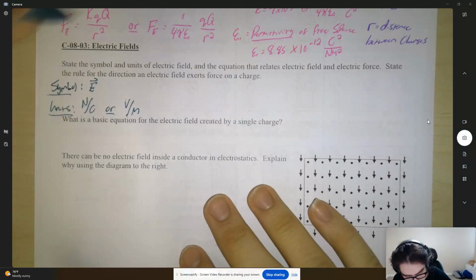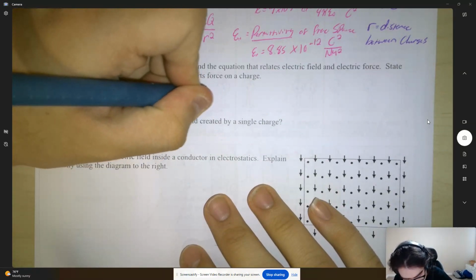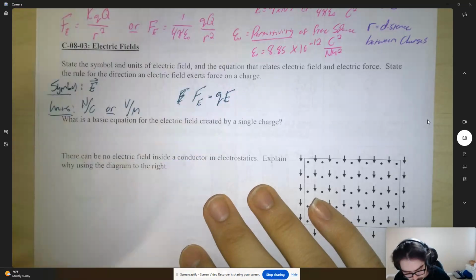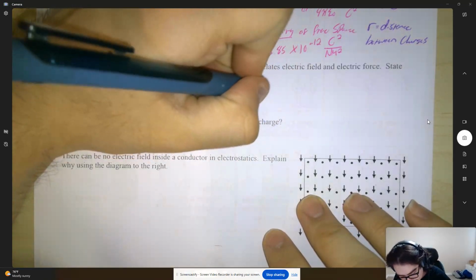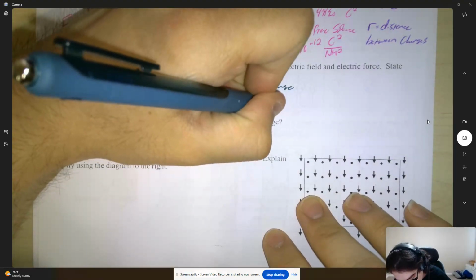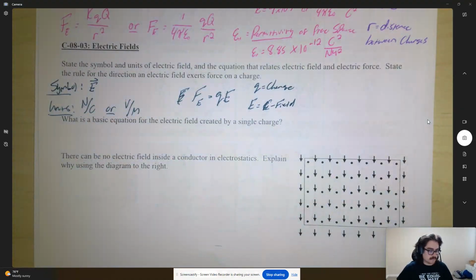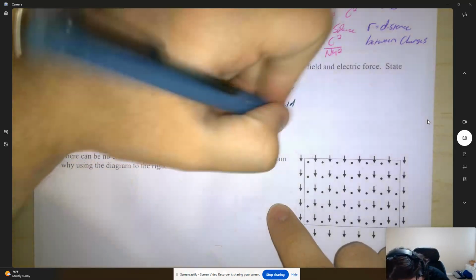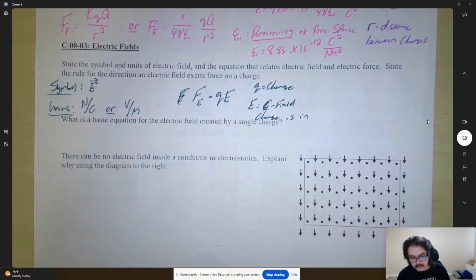The equation that relates electric field and electric force is F sub E equals QE. That's simply the charge in the electric field. Q is the charge, E is the E field that the charge is in. So if there are multiple E fields, then you would obviously take the one that the charge is in.